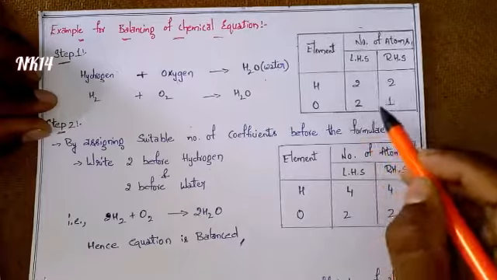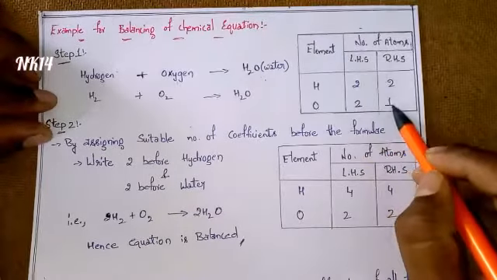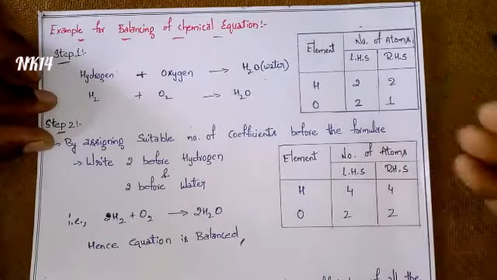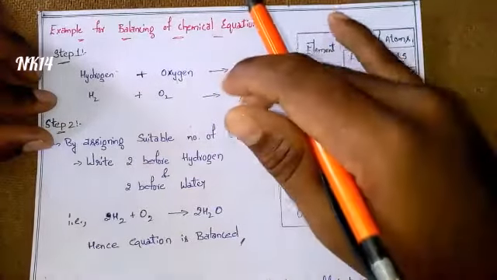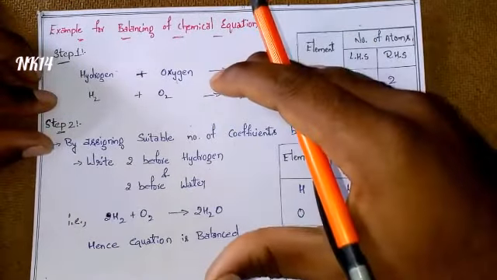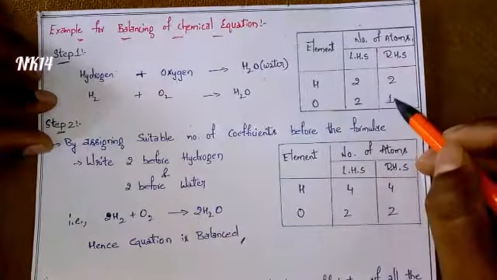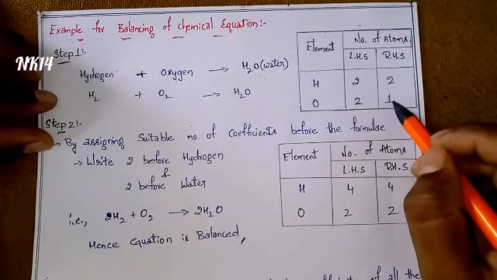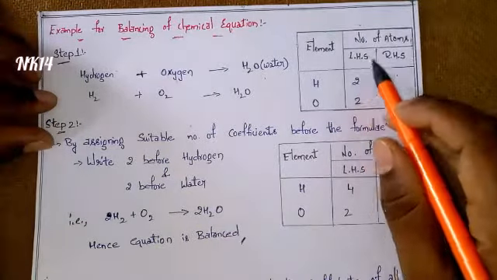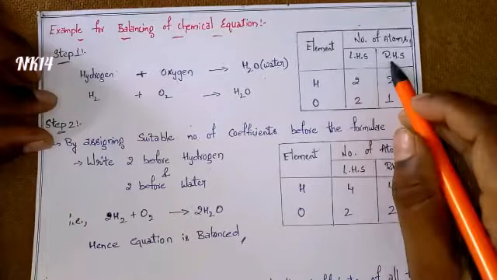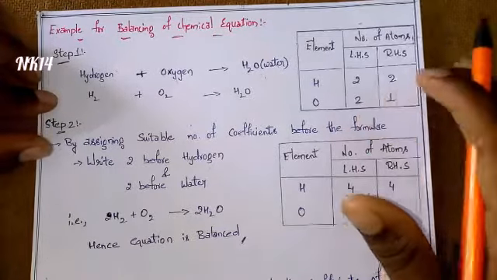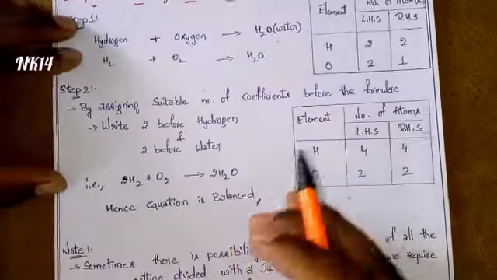By this we can say one oxygen atom is missing. So it is imbalanced. The law of conservation is not satisfied here, so we have to balance the equation. When we balance, we must get an equal number of atoms on each side, that is LHS and RHS. If both are equal, then we can say the balanced equation is done. So let's check how to balance the equation.